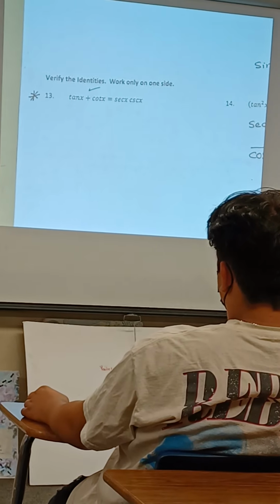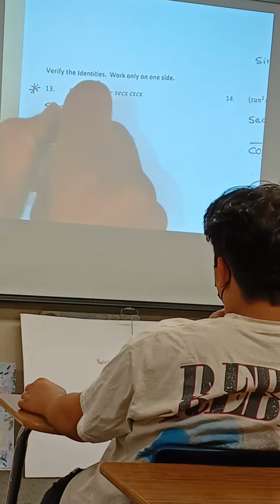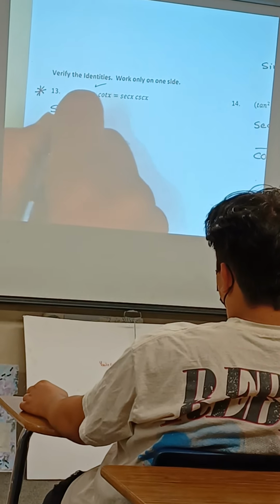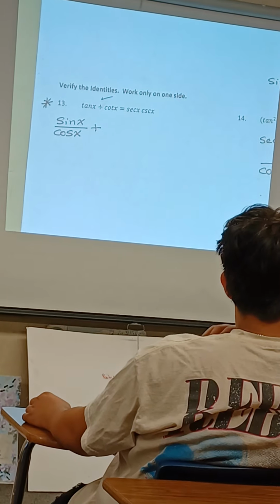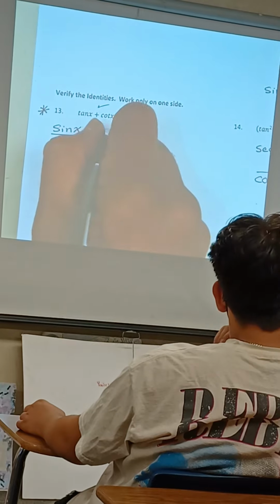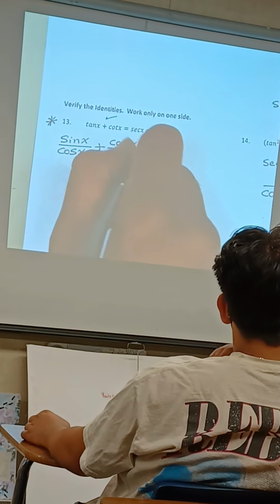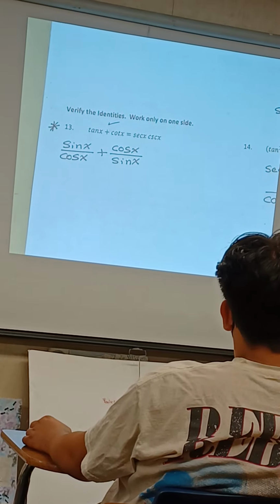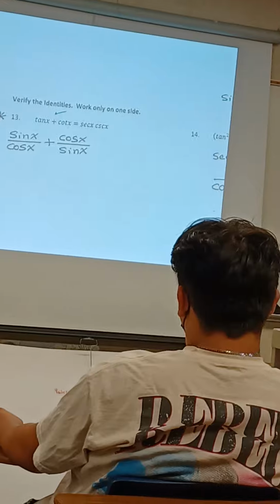So tangent, if I change it to sine cosine, it's sine x over cosine x. That's tangent. Cotangent, if I change that to sine cosine, it's cosine x over sine x. That's cotangent. So I'm replacing both tangent and cotangent with sine and cosine.